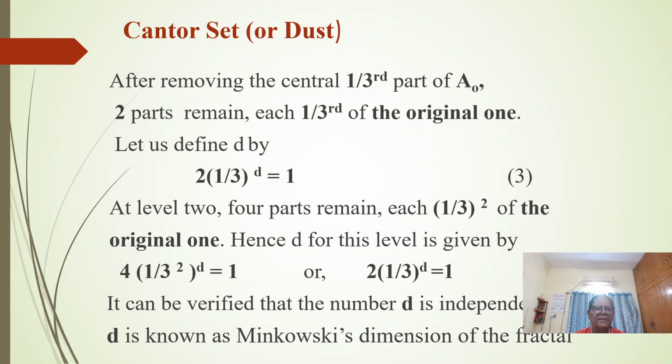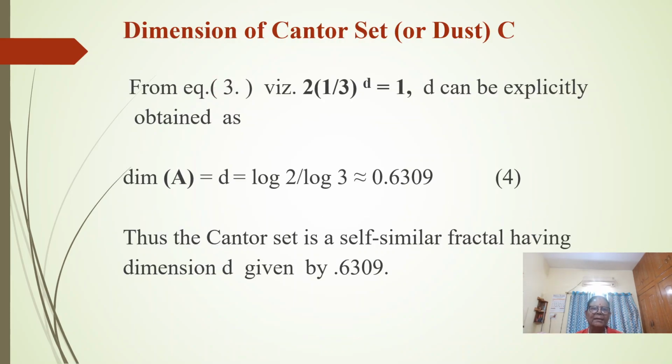After removing the central 1/3 part of A0, 2 parts remain, each 1/3 of the original one. So let us define d by 2 into (1/3) to the power d is equal to 1. At level 2, 4 parts remain, each (1/3)^2 of the original one. Hence d for this level is given by 4 into ((1/3)^2) to the power d equal to 1, or equivalently 2 into (1/3) to the power d equal to 1. It can be verified that the number d is independent of the level. d is known as the Minkowski dimension of the fractal.